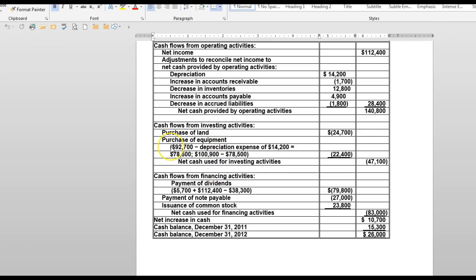So what they've done, okay, so you want to see if they purchased equipment, and you want to see how much, and you want to take the depreciation out of the picture. So they have taken $92,700 and subtracted the depreciation expense, and that gives them $78,500. They've subtracted that from the ending balance for 2012, and the difference is $22,400. So there's been an increase in equipment, and that's been a use of cash of $22,400.